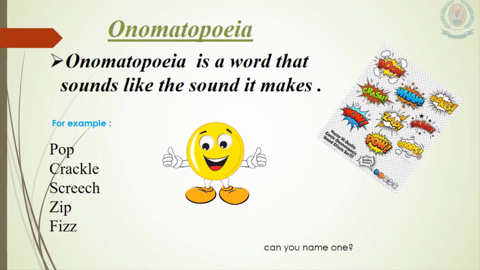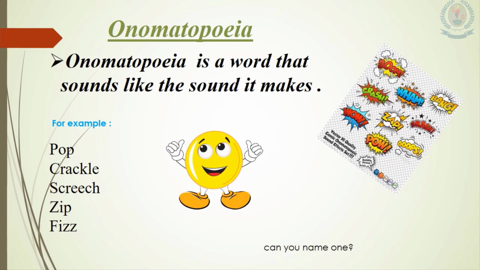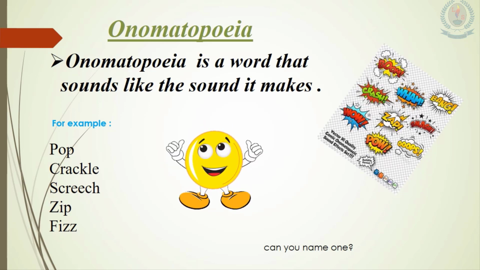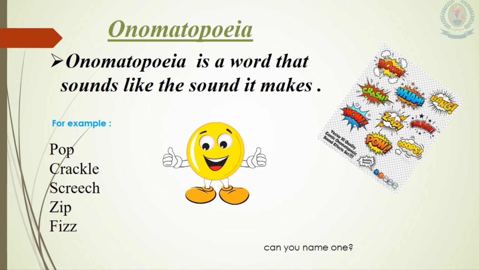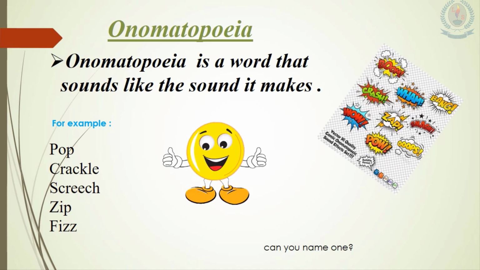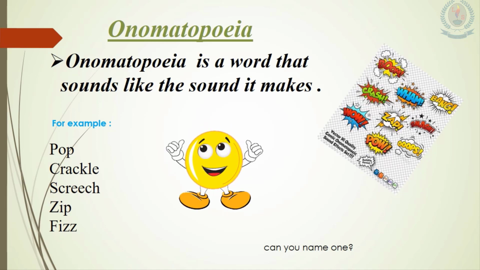The next one is onomatopoeia. Another name for onomatopoeia is audible imagery. Onomatopoeia is a word that sounds like the sound it makes. So there are so many words for onomatopoeia. Inside poetry and inside prose, you may come across such words.